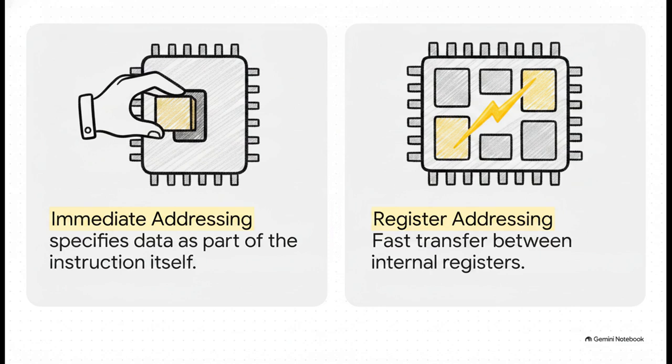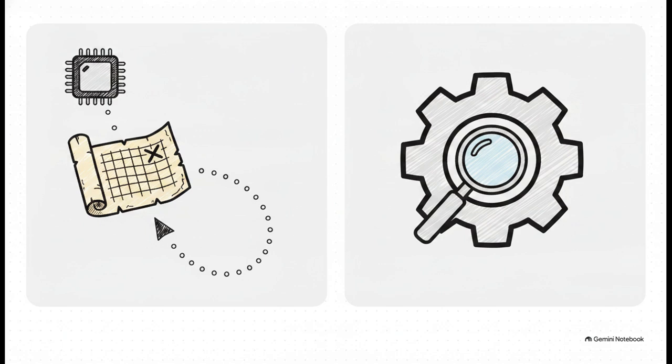Commands with an I in them, like MVI, often fall right here. You're handing the data directly to the chip. Now on the right, register addressing transfers data directly between the microprocessor's internal registers. This is much faster because it completely skips accessing the main memory locations entirely. And this brilliantly illustrates two more modes.